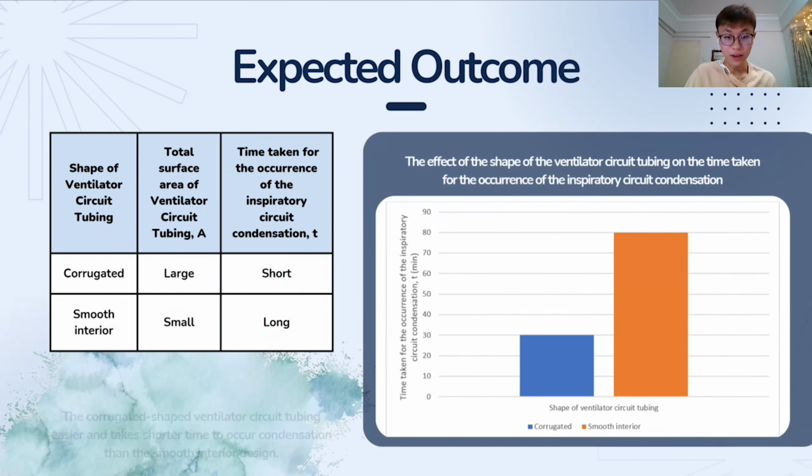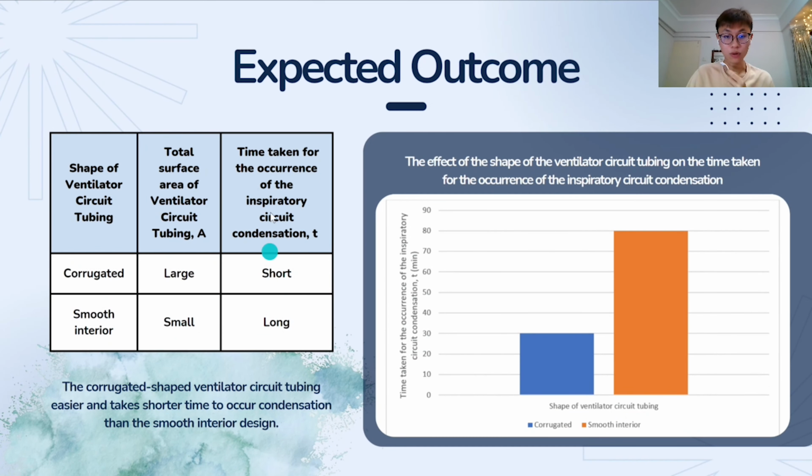Looking at the table on the left, the expected outcome of this experiment is that the corrugated ventilator circuit tubing has a larger total surface area for heat loss, thus leading to a shorter time for the occurrence of the inspiratory circuit condensation. On the other hand, a smooth interior ventilator circuit tubing has a smaller total surface area for heat loss, thus taking a longer time for the condensation process to occur. Hence, you can see on the bar chart on the right that the smooth interior tubing takes longer for the condensation to occur. The smooth interior design ventilator circuit tubing will be better than the standard corrugated design.